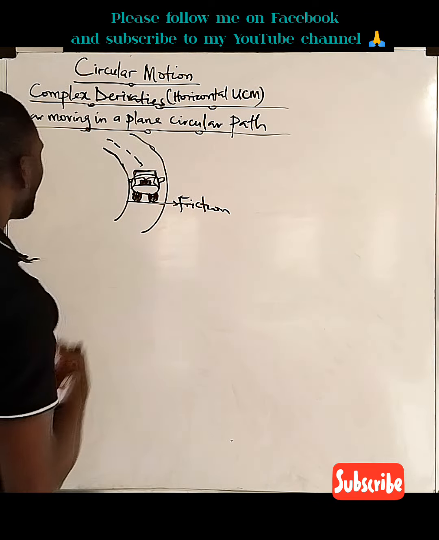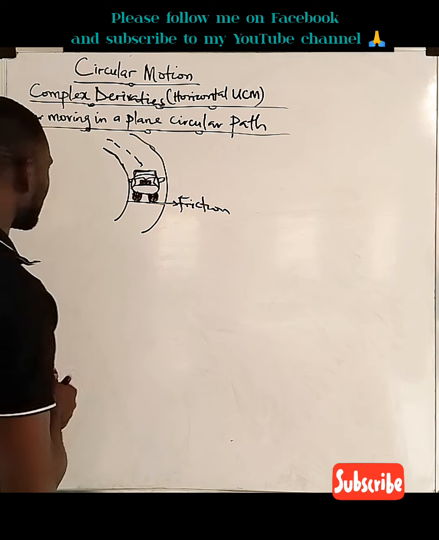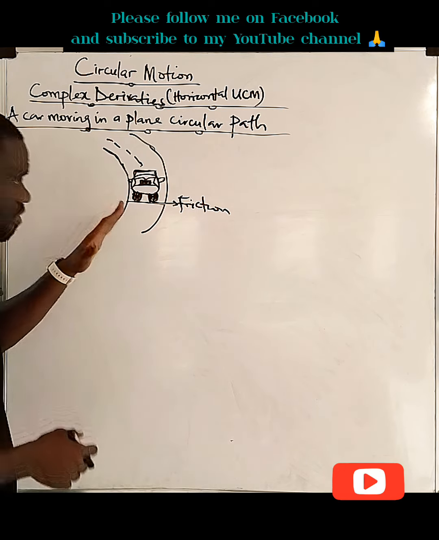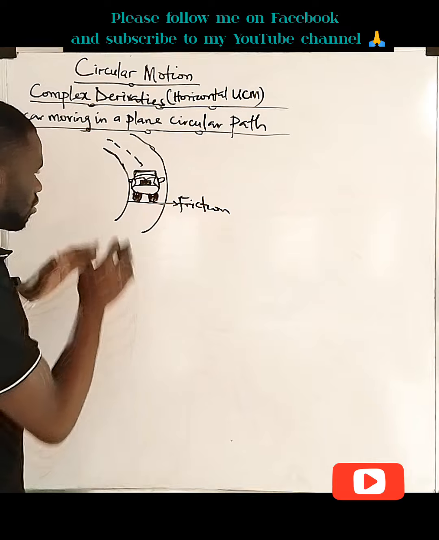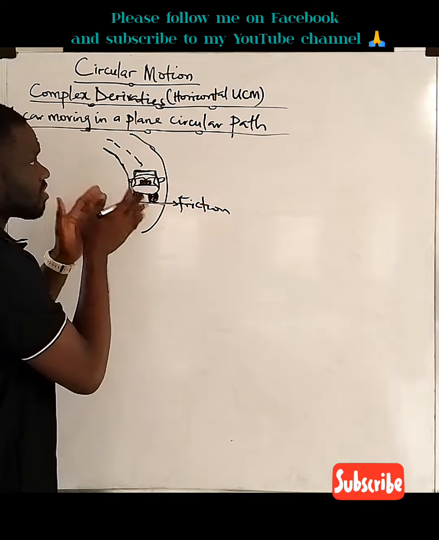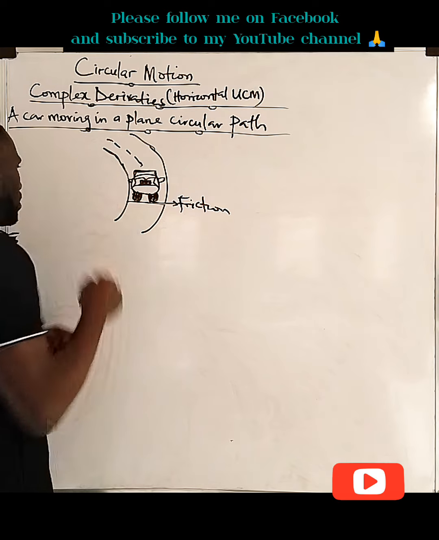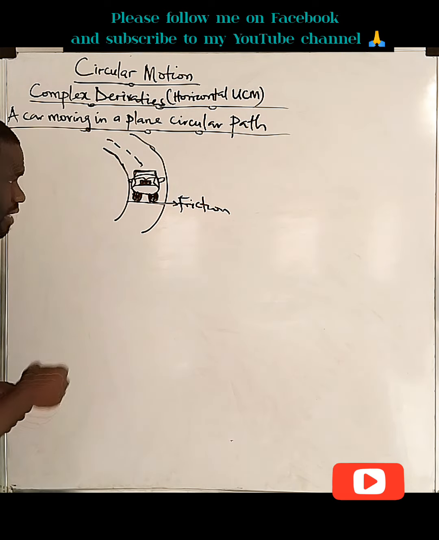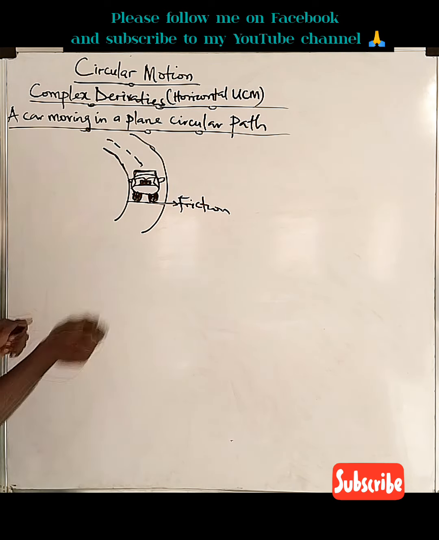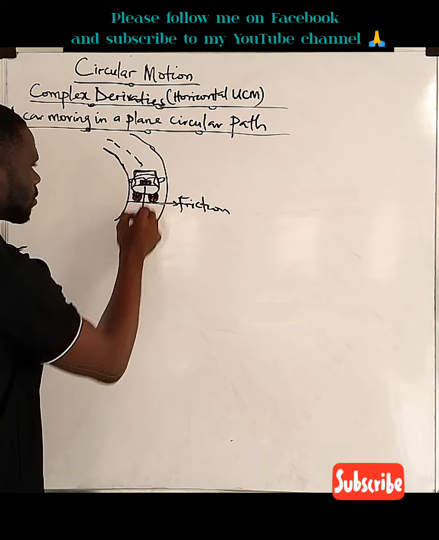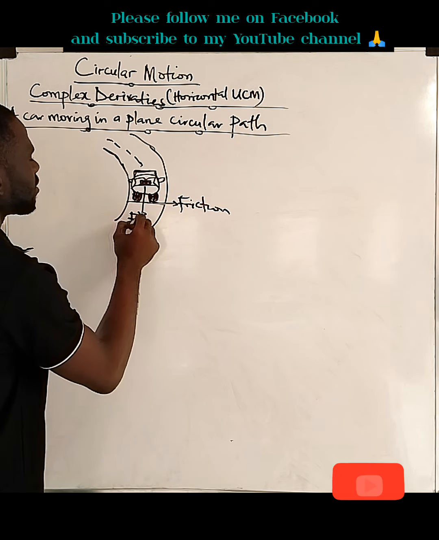So now, how do we explain this? Let's look at the analysis for what we have right here on the board. Don't forget, this is a plain circular path. It's not banked. It's just plain. The body just keeps moving on this very plain path. So how do we explain this? Now, don't forget, everybody here has something we call weight. This very car here has a weight.